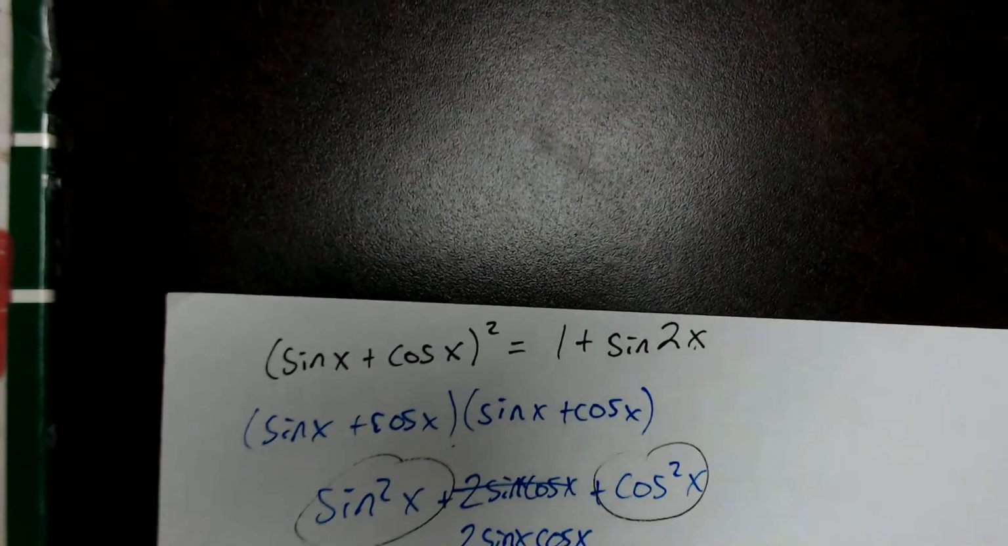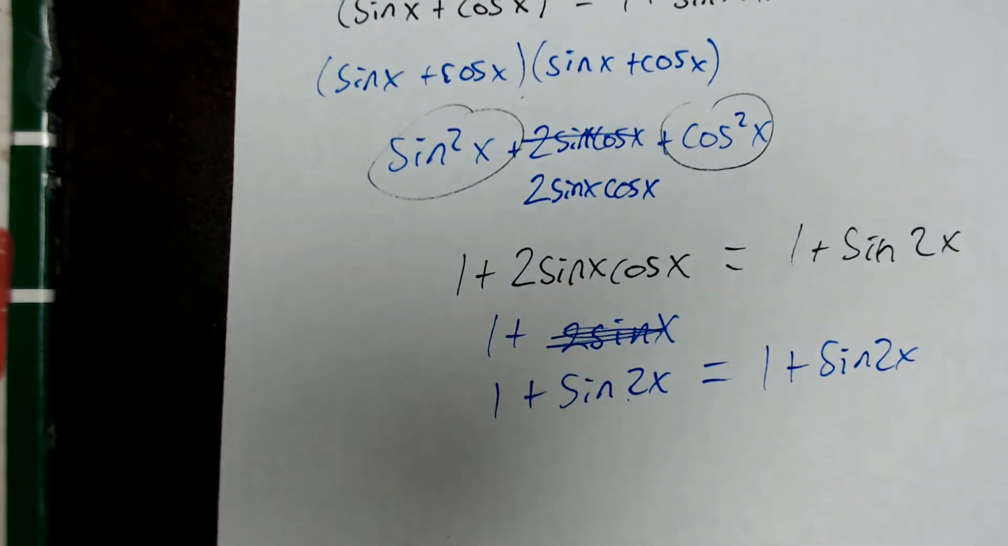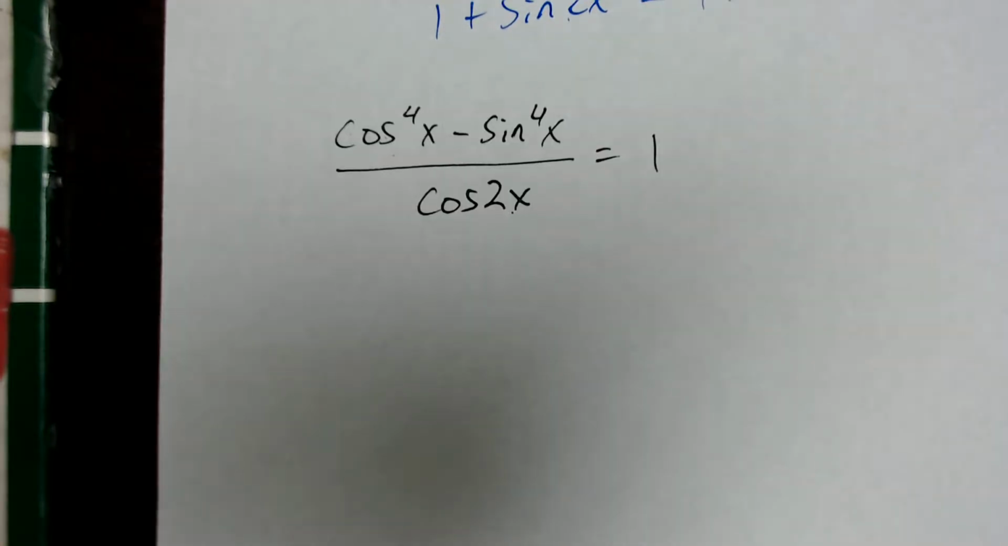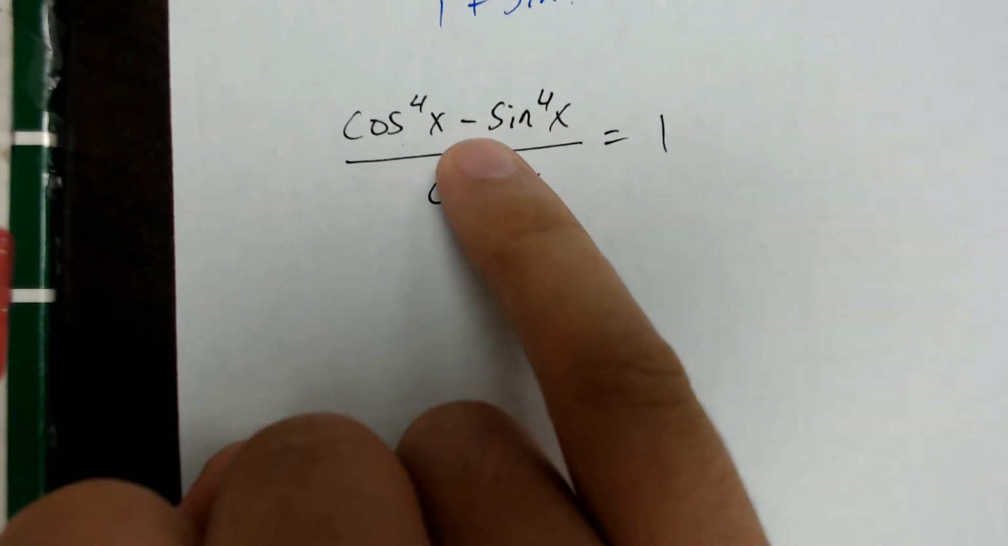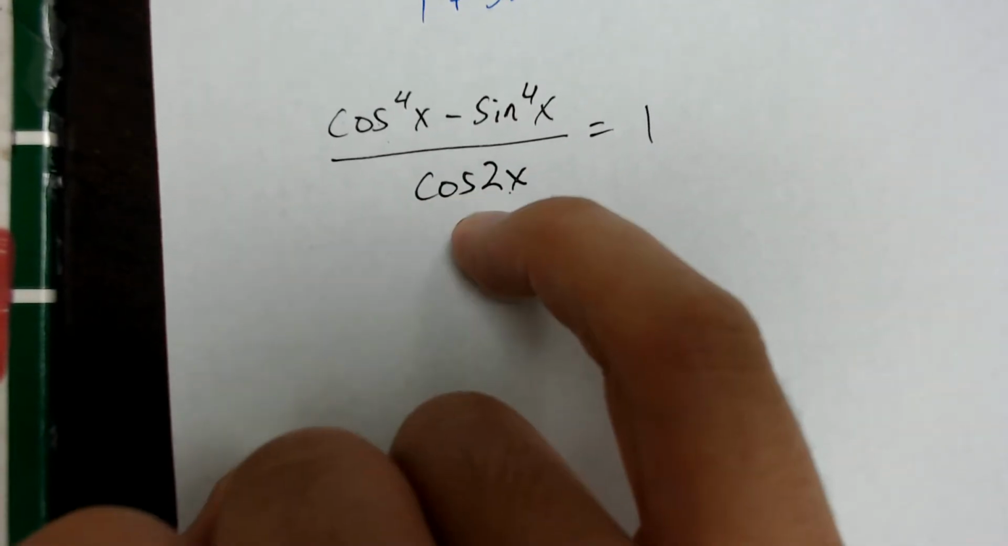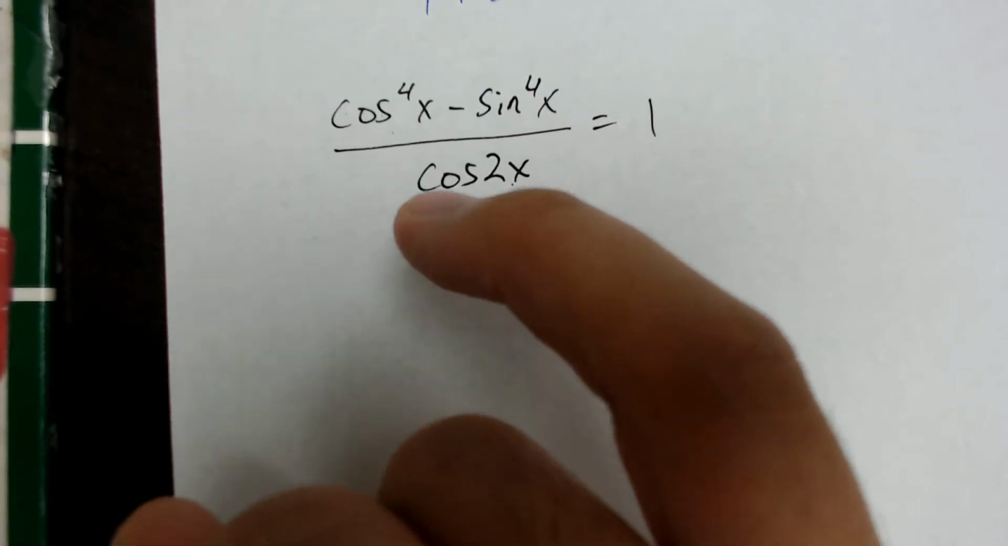Cool. So a little bit of FOILing, a little bit of substitution using our double angle identity. Let's go to the next one. Hopefully I won't get so tongue-tied on this one. Okay, our next problem: cosine to the 4th of x minus sine to the 4th of x, over cosine 2x, equals 1. We can see immediately we're going to end up using the difference of two squares. And down here, we have cosine of 2x, which is great because that's a double angle identity.